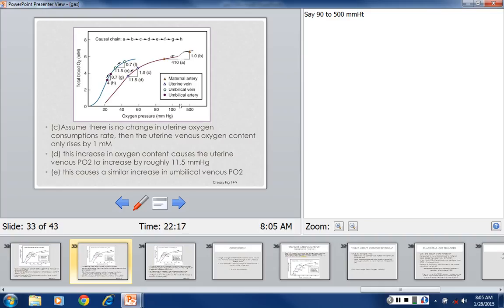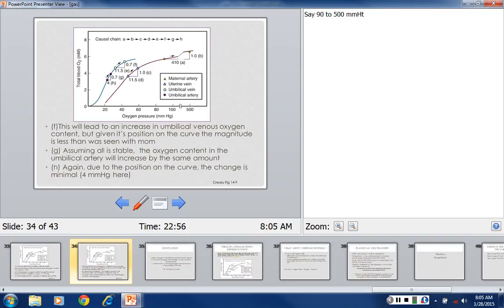So, assuming everything's stable and there's no change in oxygen consumption rate from the artery to the uterine vein, the venous oxygen content will also rise by the same amount, roughly by 1. This then increases the oxygen content of the uterine venous PO2 by roughly 11.5 on this area of the curve. And then this, because of the equilibrium model, will lead to a similar increase in umbilical venous PO2, or point E.